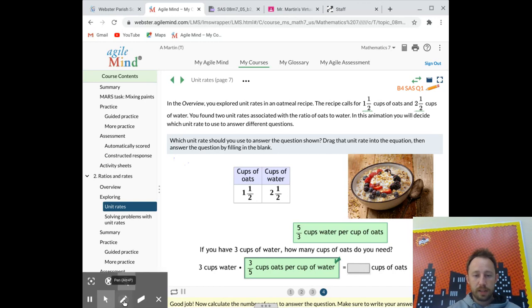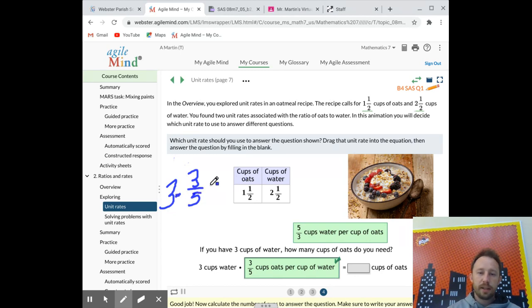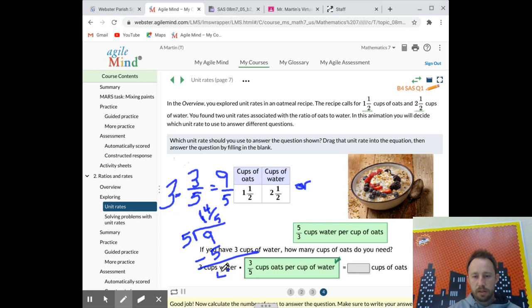So I'm going to write this down so we can see it. All right. And 3 times 3 is 9. And we put it over our denominator, which is 5. So we get 9/5, or we can see how many times 5 goes into 9. How many times does 5 go into 9, class? 1 time. And so we get 1 and how many fifths? 4/5. Good. 4/5.